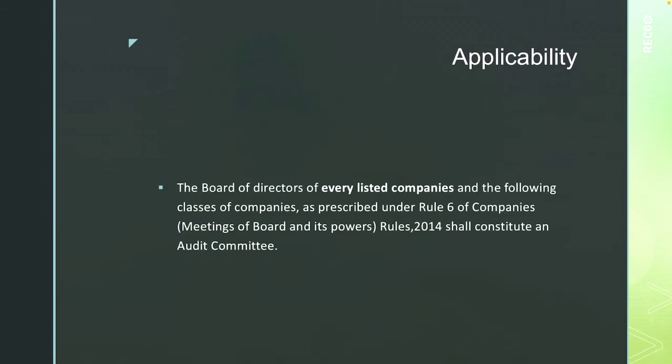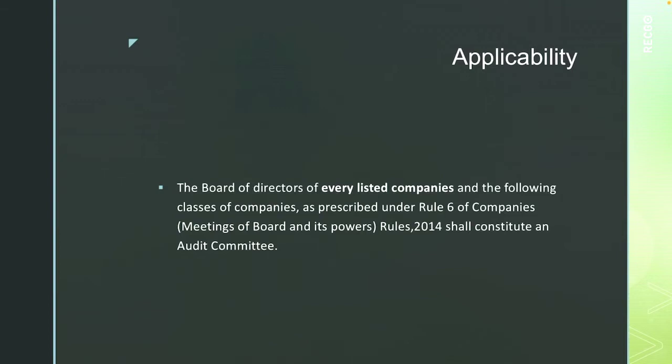The board of directors of every listed company and some classes of companies is required to constitute an audit committee of the board. Then what are those classes of companies which require the audit committee of the board? First one is all the public companies with a paid up capital of 10 crore rupees or more. Then all the public companies having turnover of rupees 100 crores or more, and all public companies having in aggregate outstanding loans or borrowings or debentures or deposits exceeding 50 crore rupees or more.